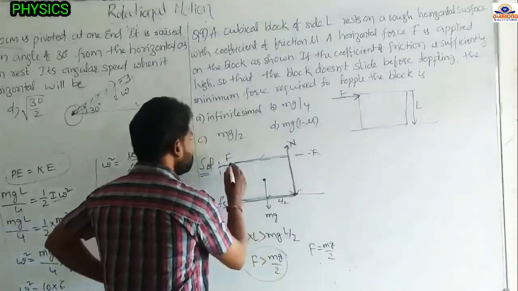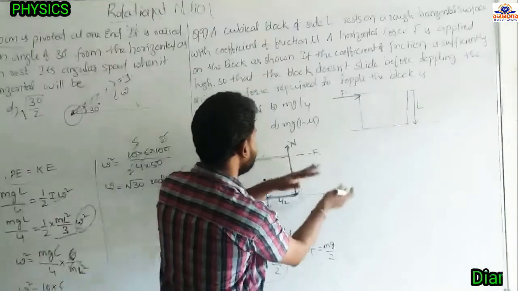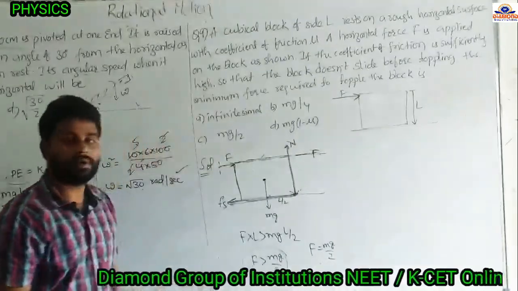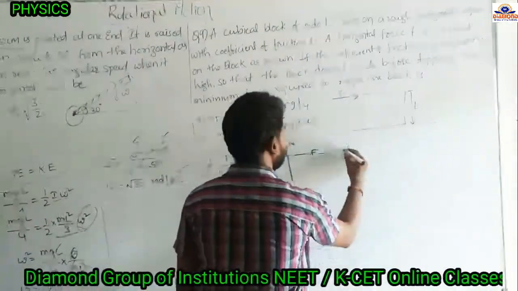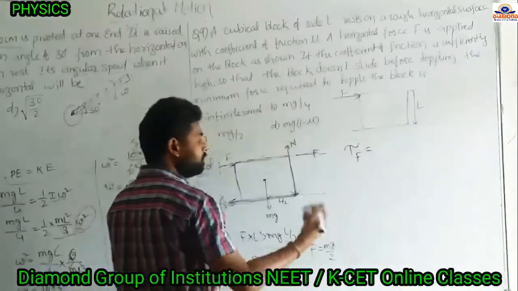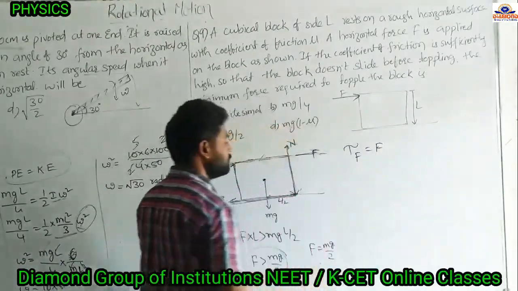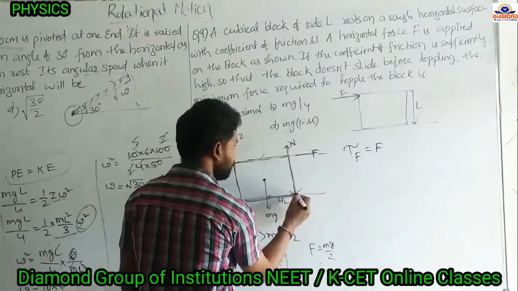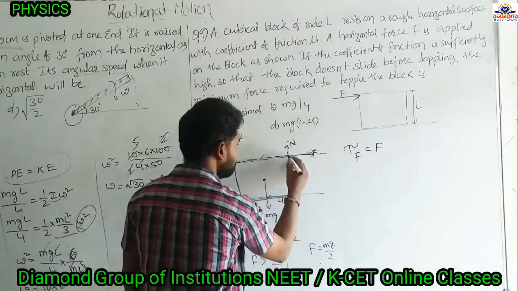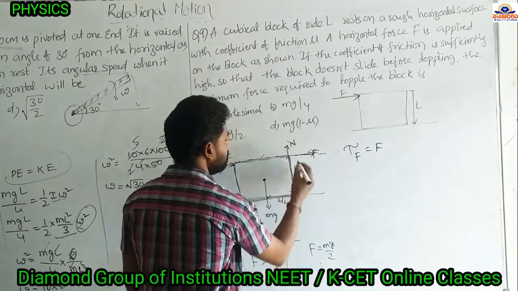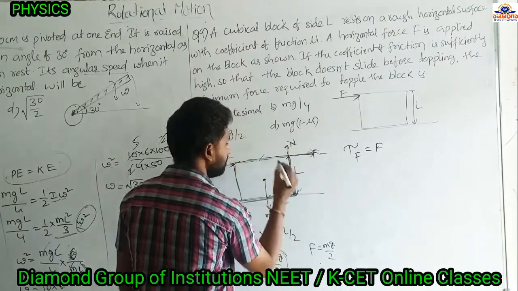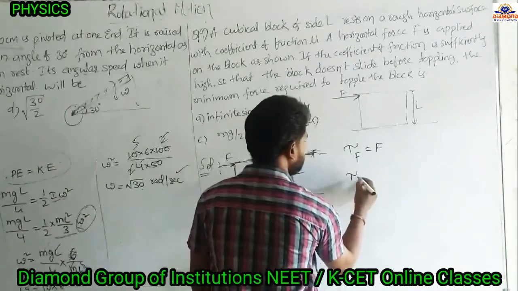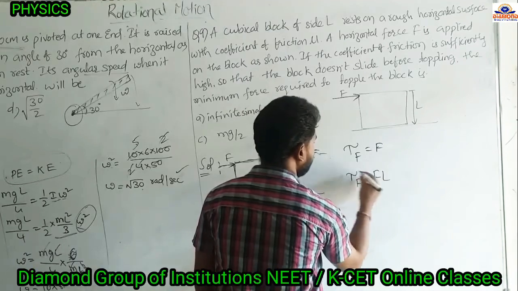Now due to this force, it is toppling in this direction, so I am extending this force. How much torque is developed due to this force? Torque developed by this force equals the force into the perpendicular distance from the axis of rotation. With respect to this edge, it is rotating. From here to here is the length of the cube, this is L. So the torque developed by that force equals F into L.